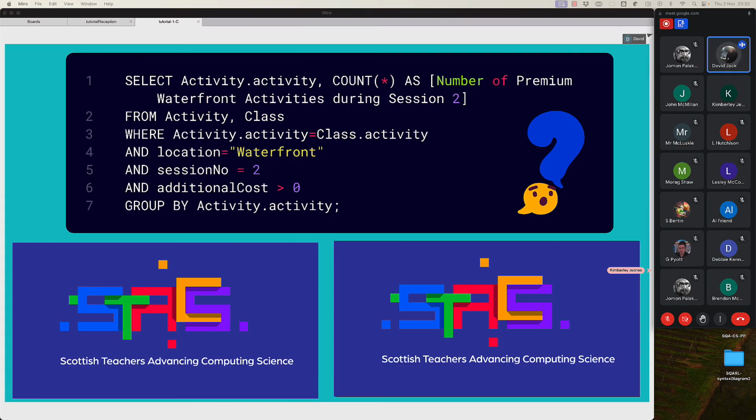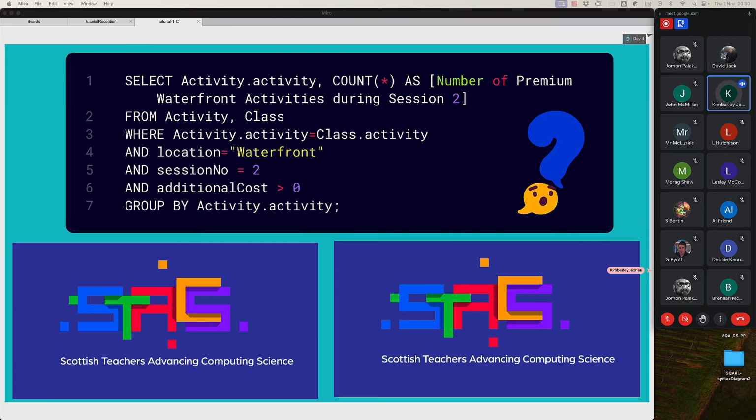Yep, and if we look, line 6 is used to restrict the activities to those that have an additional cost, in other words, the premium activities. Yeah, because the rest come as part of the standard package, don't they? Yep. Okay, so line 7 is the grouping, which isn't mentioned, but that's obviously going to make sure that each activity only comes up once, so they're stacked together for the count.